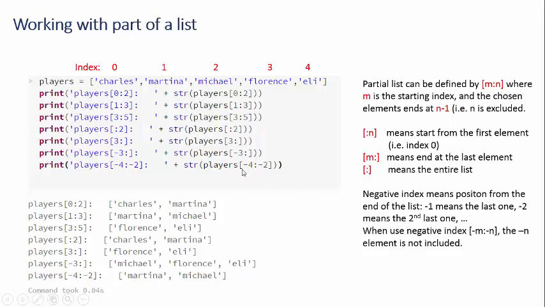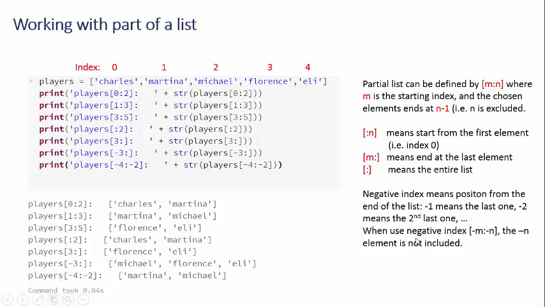And we can also use -4 colon -2, which means the starting index will be the fourth last one. In this particular list it is 1, 2, 3, 4, so it starts from Martina. It ends at -2, the second from last, which is right here. But remember, the -2 element is not included, so there are only 2 names for -4 colon -2.